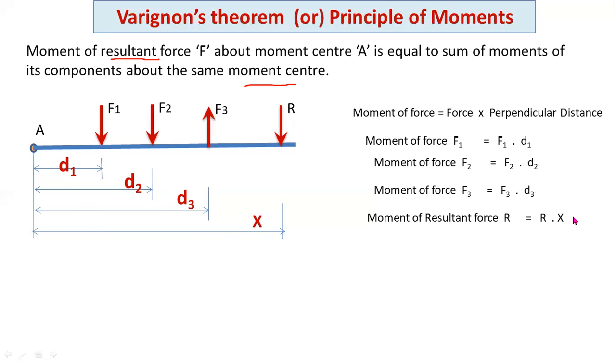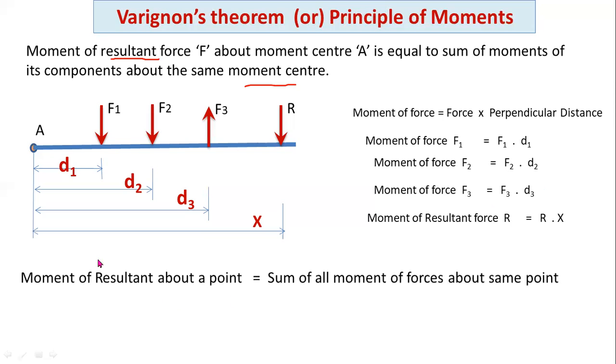So these are all the individual moments of forces. From the principle of moments, the moment of the resultant force equals the sum of all the individual forces' moments. The moment of the resultant about point A equals the sum of the moments of the forces about point A. So the moment of this resultant force is equal to the moment of all these individual forces about the same point.